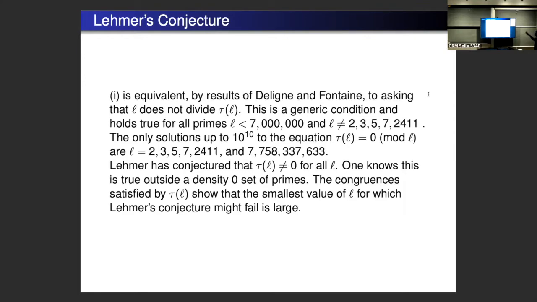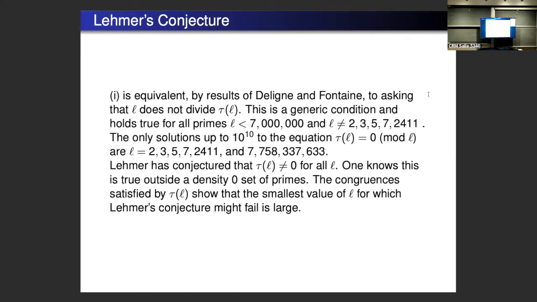So, for example, L does not divide tau L for all primes less than 7 million, or 7, is it million? Yeah. And L not equal to 2, 3, 5, 7, and this large prime 2411. I think when Serre wrote this, he perhaps did not include the prime 2411. And then the solutions up to 10 to the 10 of the equation tau L congruent to 0 mod L: the only solutions are 2, 3, 5, 7, 2411, and then this very frighteningly large prime, which is 7 billion, I think.